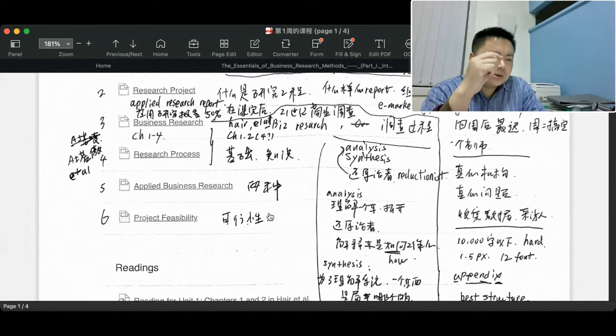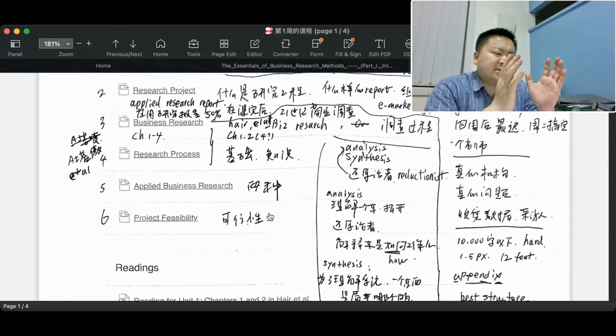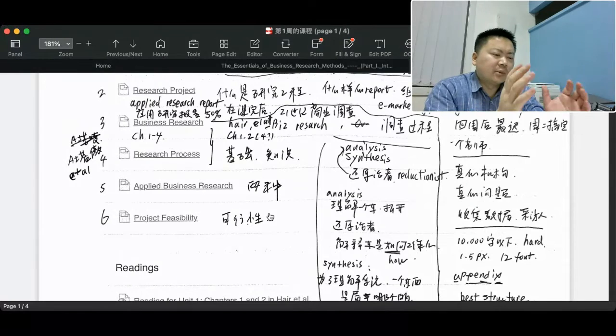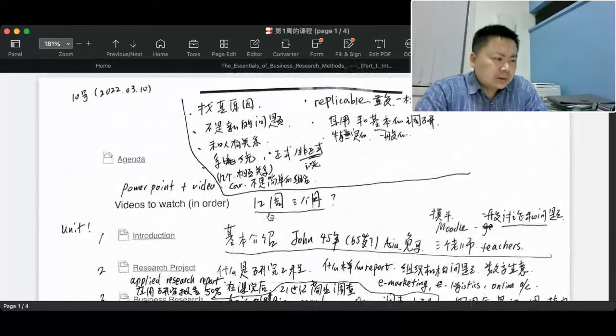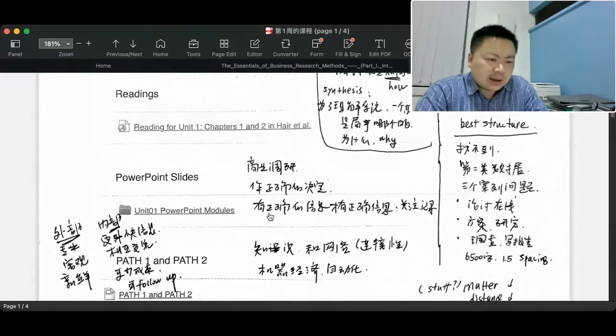Oh, for the notes, the different methods: analysis and synthesis. For analysis, he mentioned a word called reductionist. Reductionist is to segregate a complicated part into smaller pieces. Reductionist. So that's the notes I have.